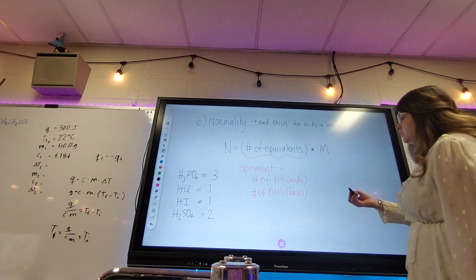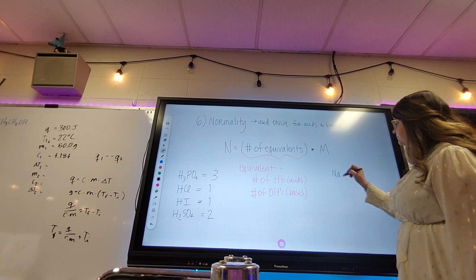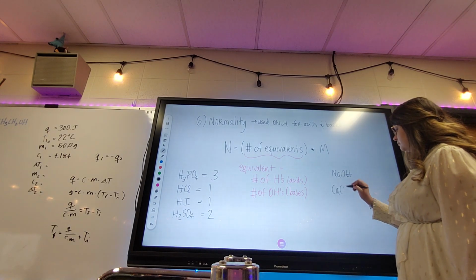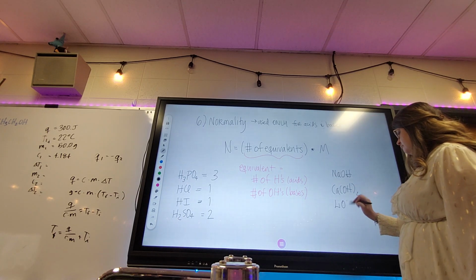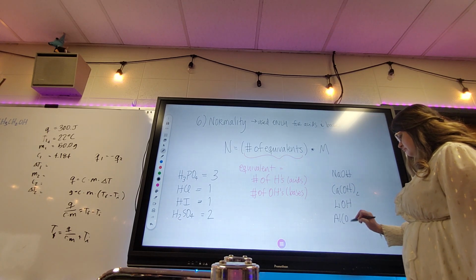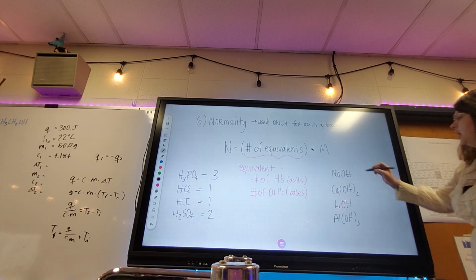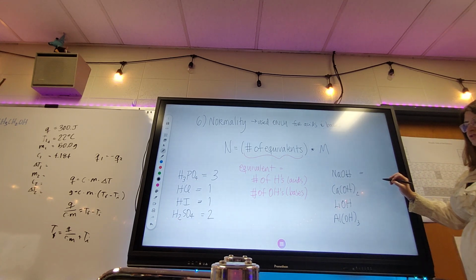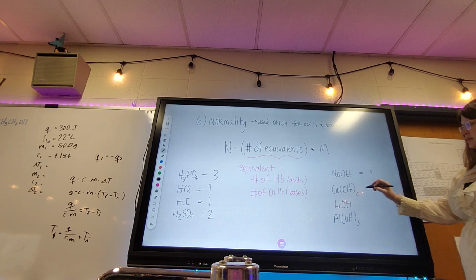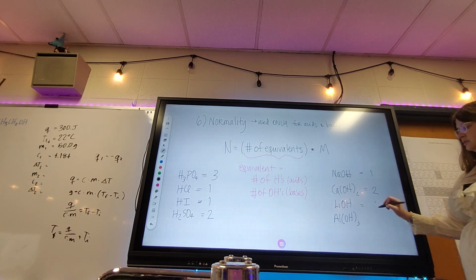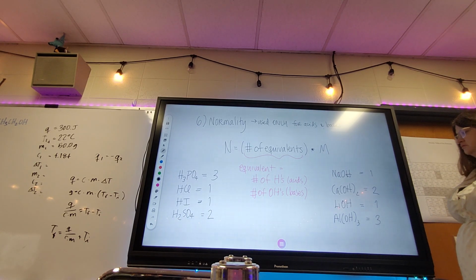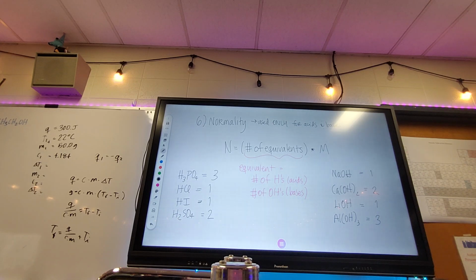All right, so then we can do the same thing for bases. So how many equivalents are in sodium hydroxide? In calcium hydroxide? In lithium hydroxide? In aluminum hydroxide? So you just multiply that number by your molarity, and that's it.